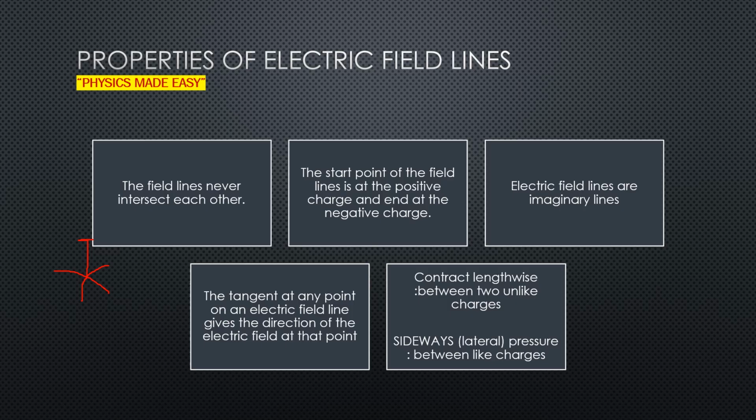The tangent at any point on an electric field line gives the direction of the electric field at that point, and the electric field lines contract lengthwise to represent attraction between two unlike charges, whereas electric field lines exert sideways pressure on each other to represent the repulsive nature of like charges.